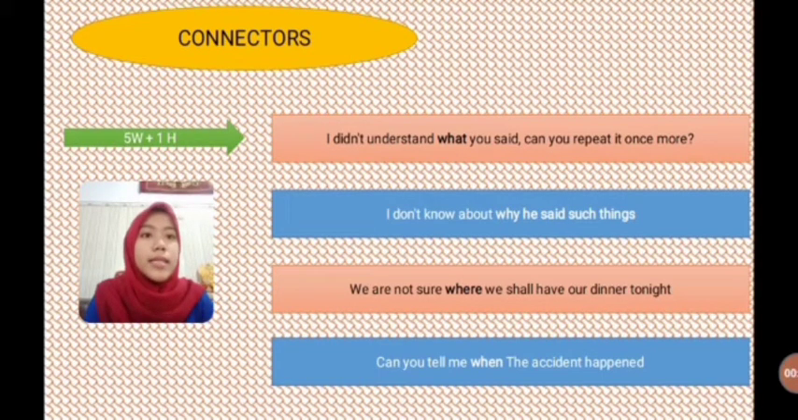The next example is, I don't know about why he said such things. And then the next example, we are not sure where we shall have our dinner tonight. And the last example of question word connectors is, can you tell me when the accident happened? In this case, question words like what, why, where, and when act as connectors.